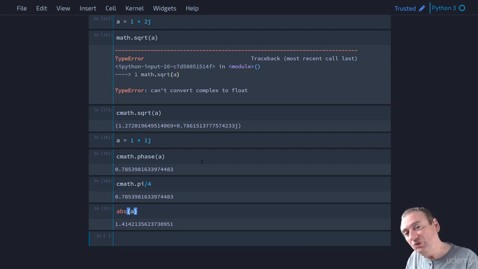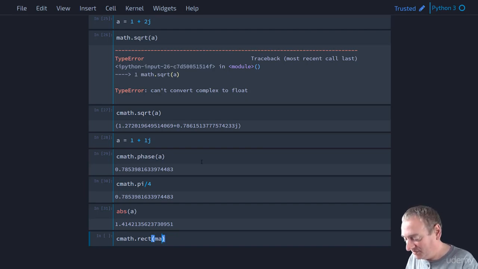Now, how do we go from polar to rectangular? Well, we have that in the CMath module. There is a function called rect, and that takes two parameters. It takes the r and the phi. So it takes the r value.